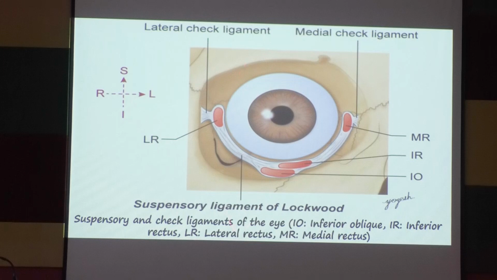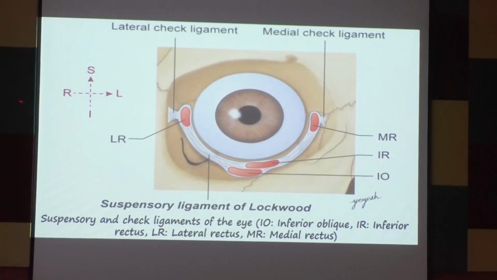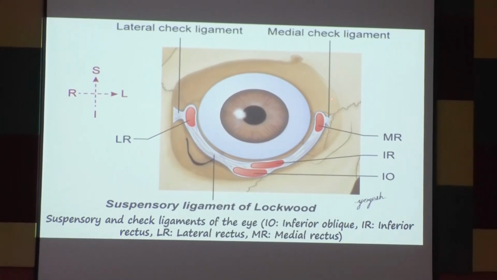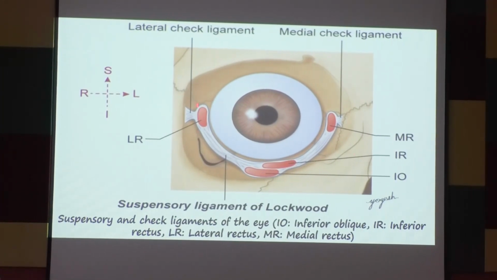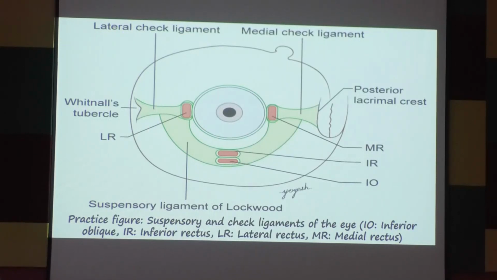All these are attached to this fascia, and some parts are modifications of this orbital fascia. Here, some structures you can see. Here is the lateral check ligament, which is attached over the Whitnall's tubercle. And this is the medial check ligament. Two recti muscles, medial and lateral recti, and this horseshoe shaped structure is known as the suspensory ligament of Lockwood. Within this ligament lie these two muscles, inferior rectus and inferior oblique. Schematic diagram of the previous one.